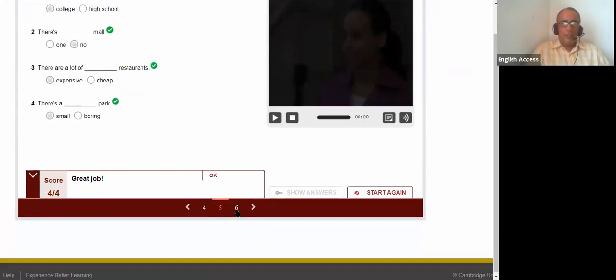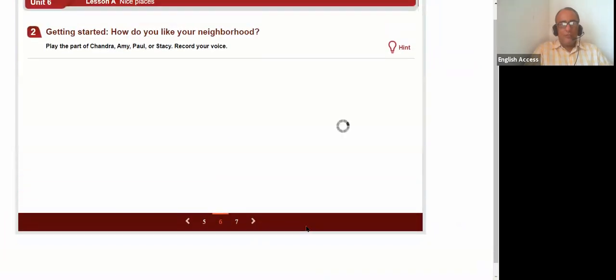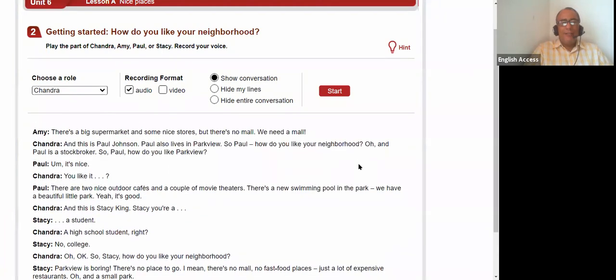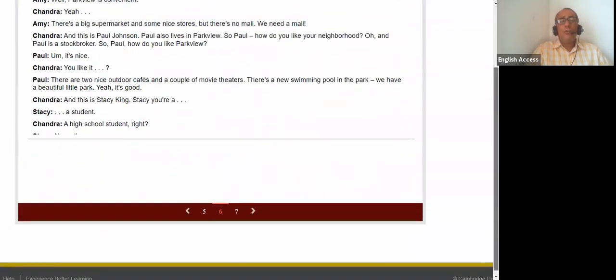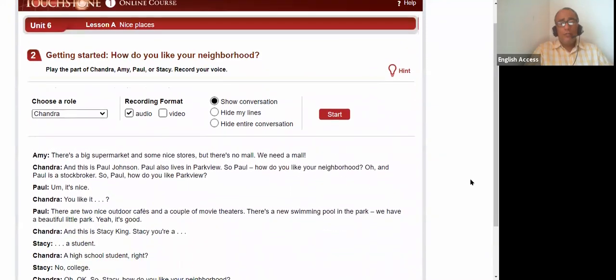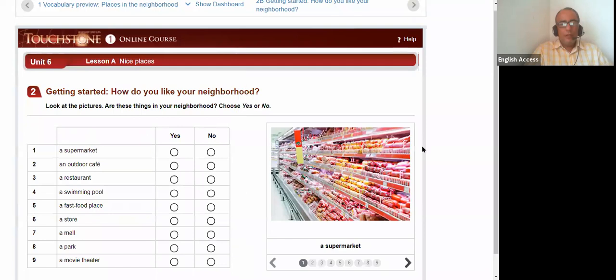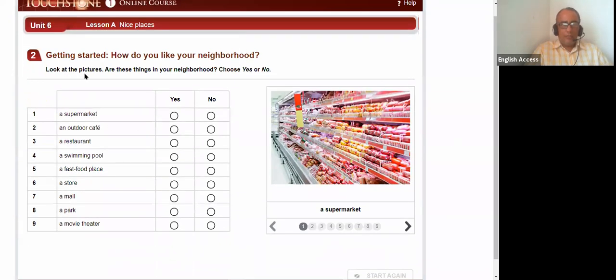So here we finish with these 3 descriptions. Now, here it's an activity that you are going to record your voice, but you have to do this in the platform. We are not going to be able to do this here. Let's see about activity number 7. Oh, yes. It says, look at the pictures. Are these things in your neighborhood? Choose yes or no.